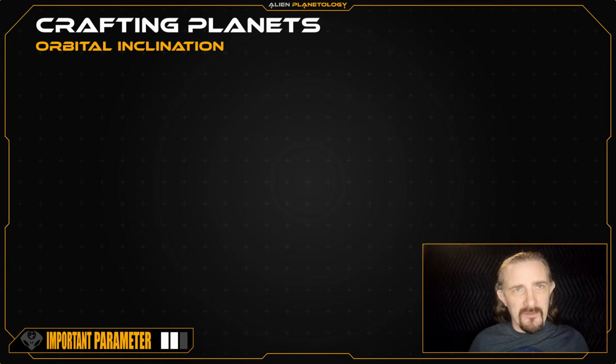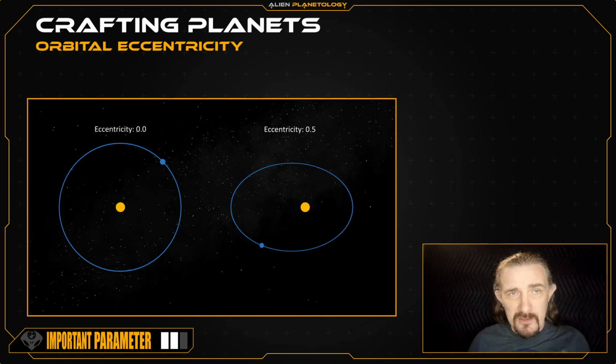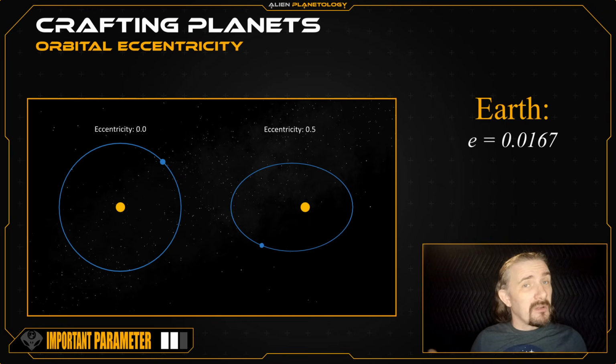The next parameter we can define is our planet's orbital eccentricity. This is just a measure of how elliptical the planet's orbit is, and is given as a number between 0 and 1, with 0 being a perfectly circular orbit and 1 being a parabolic trajectory. All planets will have some amount of eccentricity in their orbit, but most planets possessing a stable climate will have nearly circular orbits with an eccentricity below 0.05, with the extreme limit for habitability likely around 0.15. It is extremely rare to find any planet with an eccentricity higher than 0.5. For reference, Earth has an orbital eccentricity of 0.0167.